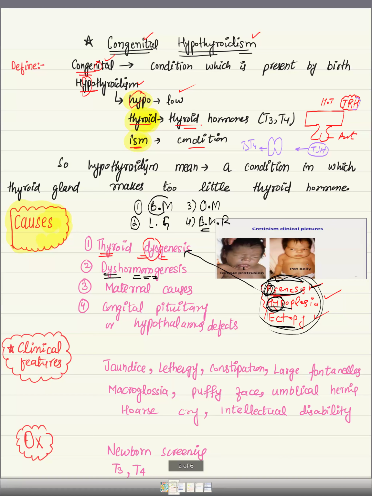Same, T3 T4 are going to help in metabolism of bilirubin. So when your body is suffering from hypothyroidism, T3 T4 are not present, then bilirubin is not going to be metabolized. So what will happen? Again, the bilirubin level will increase and it will lead to jaundice. So that's all about jaundice. You have to remember. Everything clear to you guys?